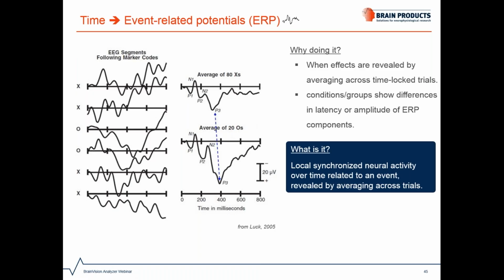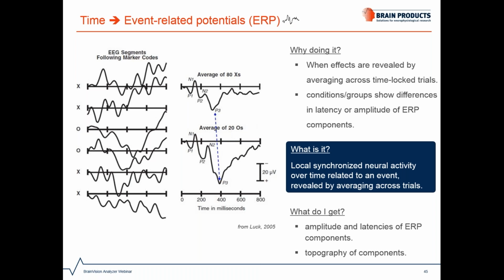An ERP represents the summation of local synchronized neural activity over time related to an event. It is contained in each trial, but revealed by averaging across trials to cancel out the noise. In the end, I get amplitude and latency values of ERP components, as well as topographic maps, showing the distribution of components across electrodes.